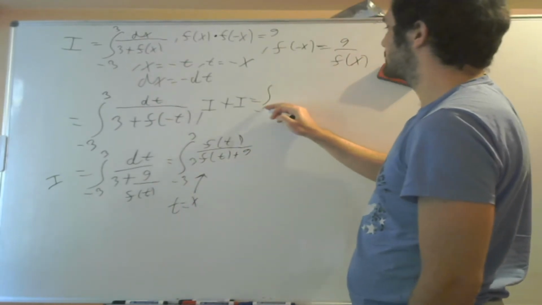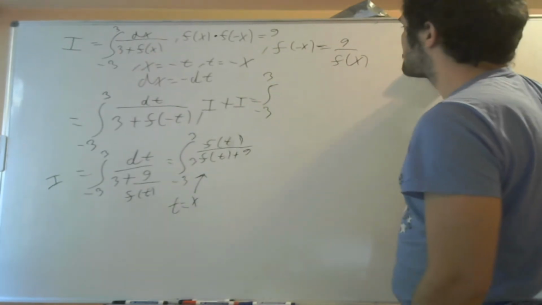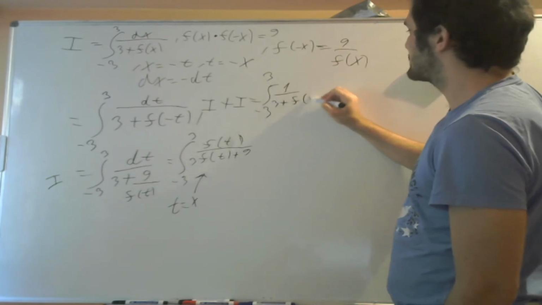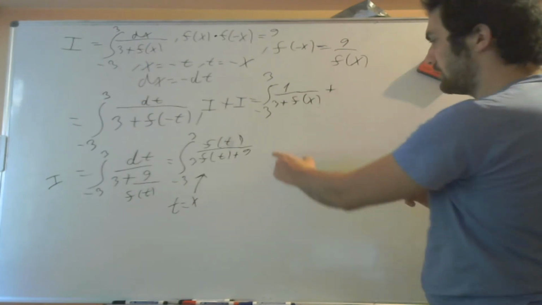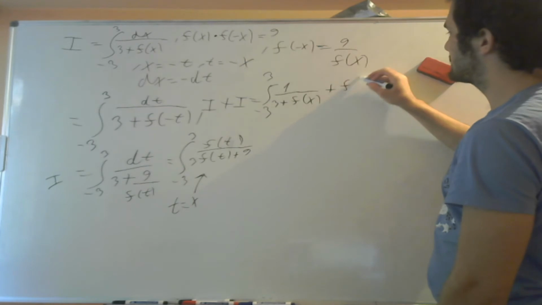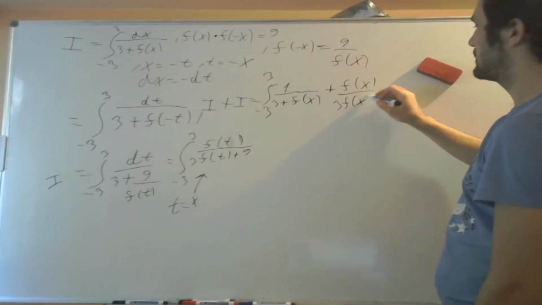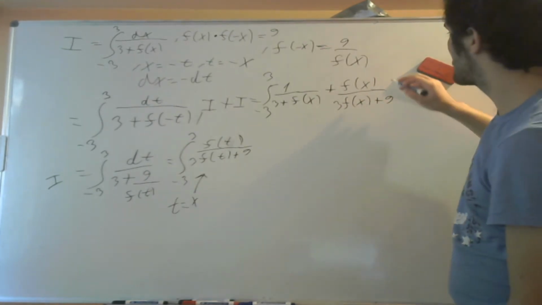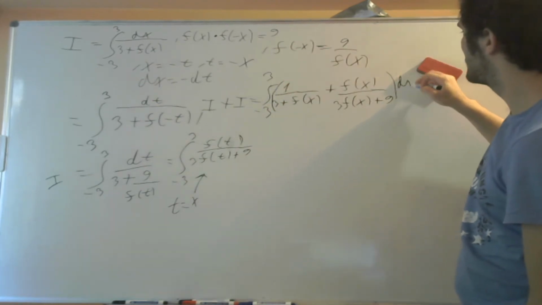So we will have an integral from negative 3 to 3. We will have 1 over 3 plus f of x plus what we see, f of x over 3 f of x plus 9. So this is what we have, and all of this dx.